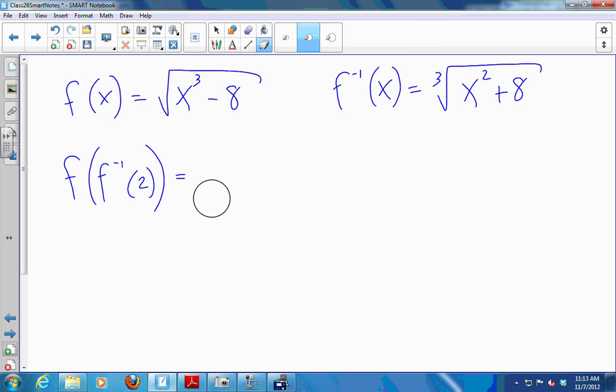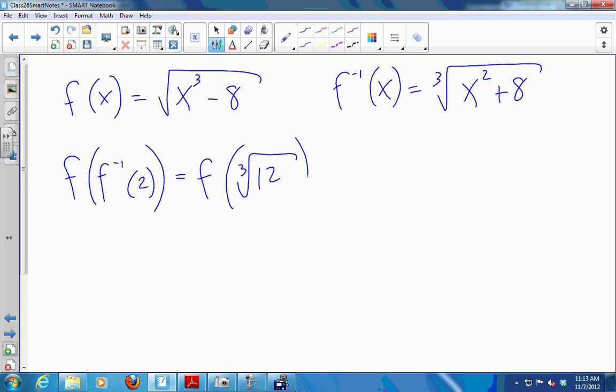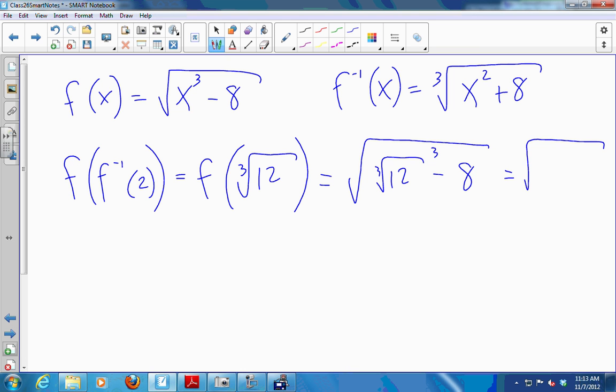So I'm going to replace the f inverse of 2 with the cube root of 12. So then I take f of the cube root of 12. In my f formula, replace the x with the cube root of 12, and I get the square root of the cube root of 12 cubed minus 8. And what's the cube root of 12 cubed? 12. And so I have the square root of 12 minus 8, which is the square root of 4, which is 2. So I plugged in a 2, I got a 2 back.